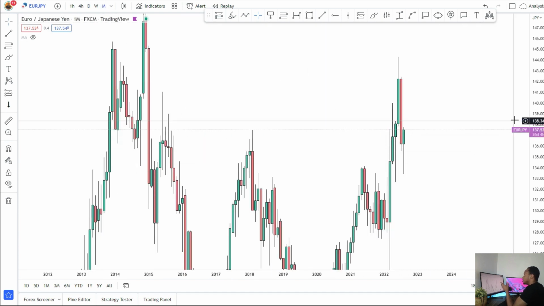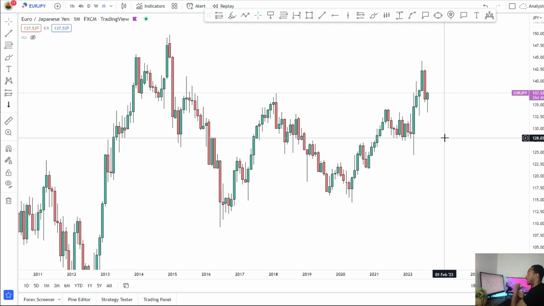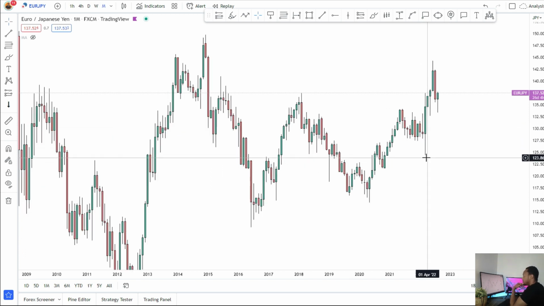So on EURJPY, I start on the monthly time frame, and I work my way down through the weekly, daily, and then 4H and hourly is where we start planning out some entries and entering the market. On the monthly time frame, what I'm looking for is just the structure, the trend of the market. I'm looking for confluence in direction.